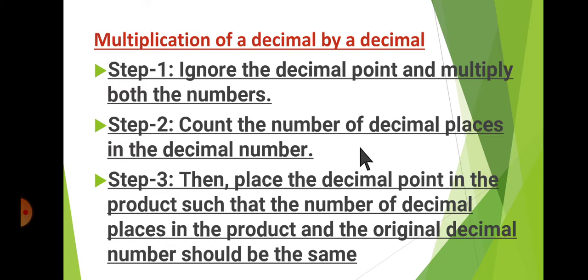Then step 2, count the number of decimal places in the decimal numbers. You just count the total number of decimal places in both numbers. Then third, place the decimal point. After multiplying, you count the decimal places, and then place the decimal point in the product. Now you see that the number of decimal places in the product and in the original decimal numbers should be the same.